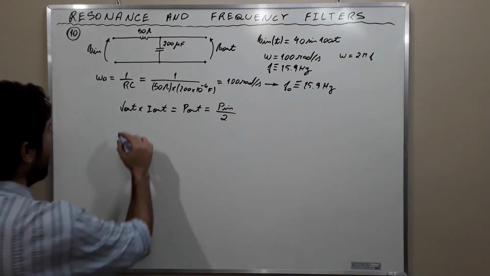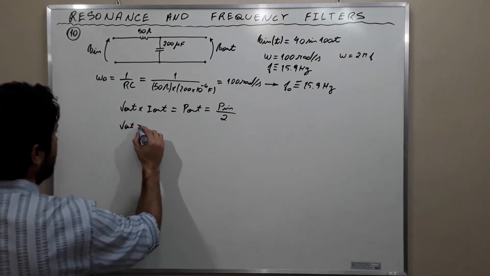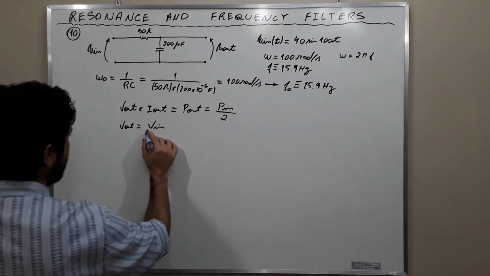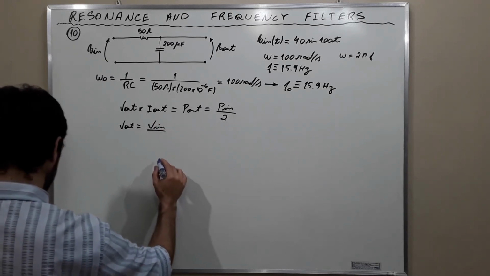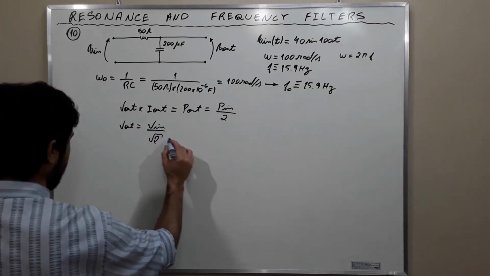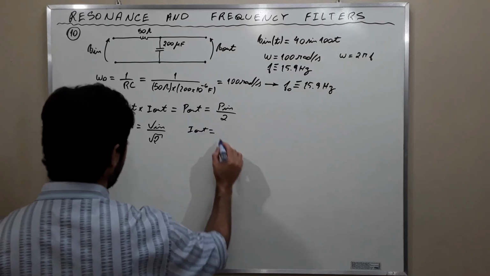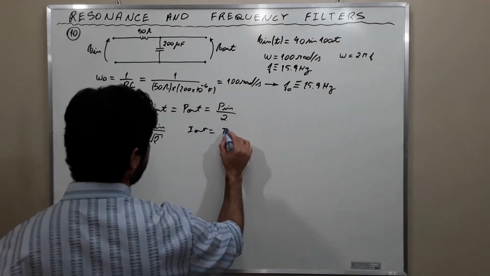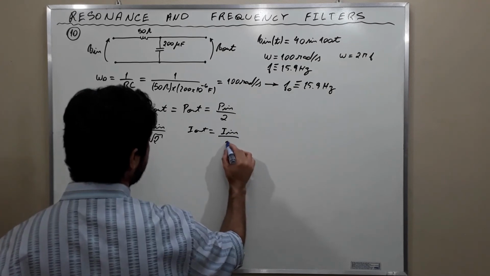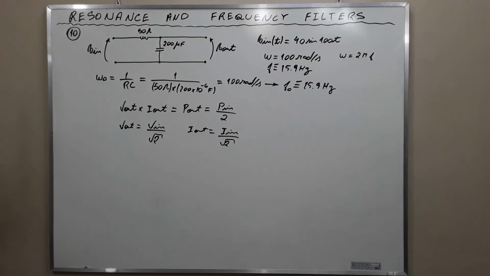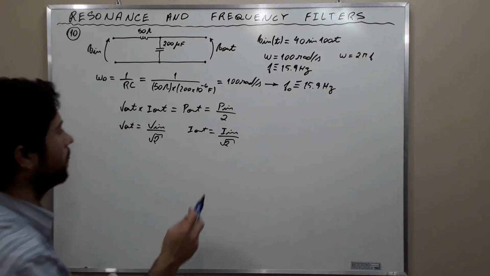in which V out is equal to V in divided by the square root of 2, and I out is equal to I in divided by the square root of 2. Okay? Why? Here, P in is equal to V in times I in.